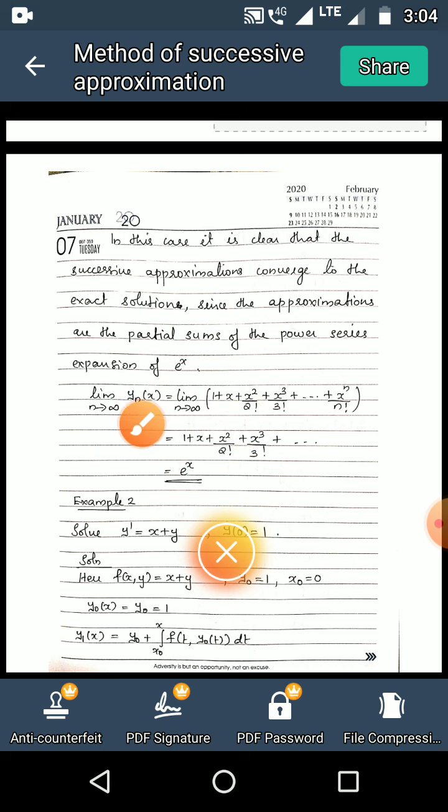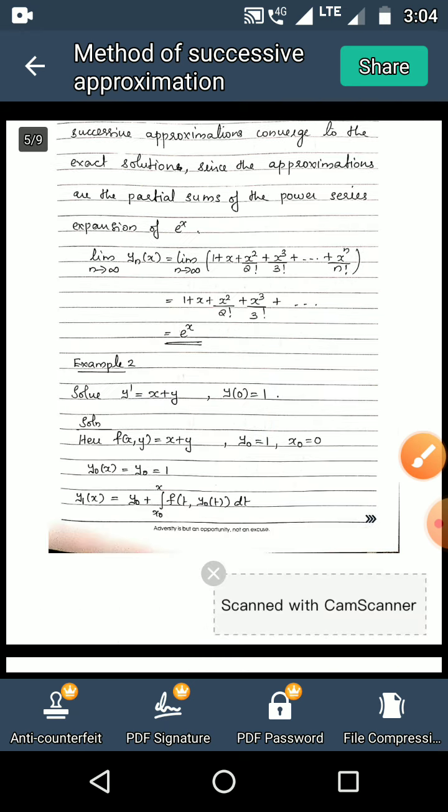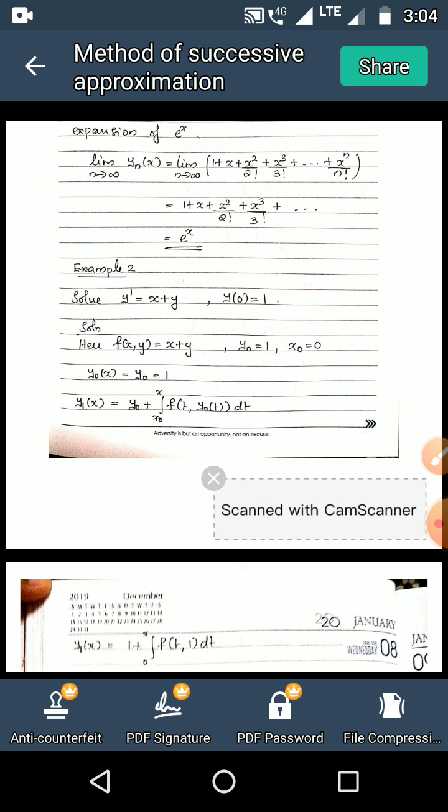We can see this mathematically as limit n tends to infinity of yn of x. Here yn of x consists of terms up to x raised to n. When we apply the limit n tends to infinity, the series goes on infinitely: 1 plus x plus x square by 2 factorial plus x cube by 3 factorial plus etc., up to infinity, which is the power series expansion of e raised to x. So when we apply the limit, we get the exact solution e raised to x. That is the relation between the approximated solution and the exact solution.